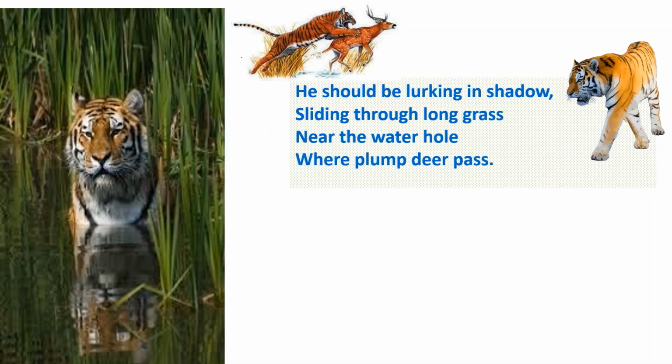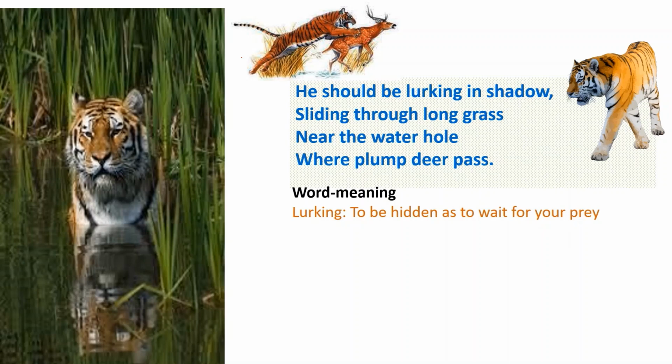In stanza 2, he should be lurking in shadow, sliding through long grass, near the water hole where plump deer pass. Difficult word here is lurking. Lurking, to be hidden as to wait for your prey, means छिपकर शिकार करना.